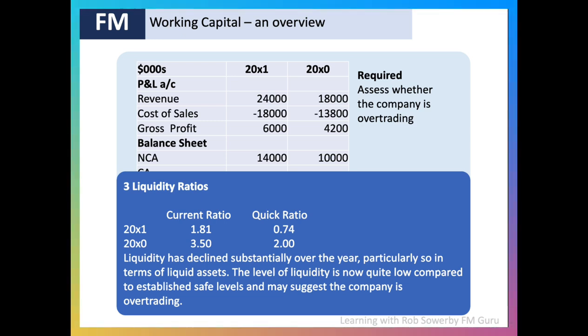So I'm pointing the examiner to the numbers I really want to talk about. The level of liquidity is now quite low, value judgment, compared to established safe levels, 2 and 1, and may suggest the company is overtrading. So I'm getting a little bit more firmed up here as to the fact that it's possibly overtrading.